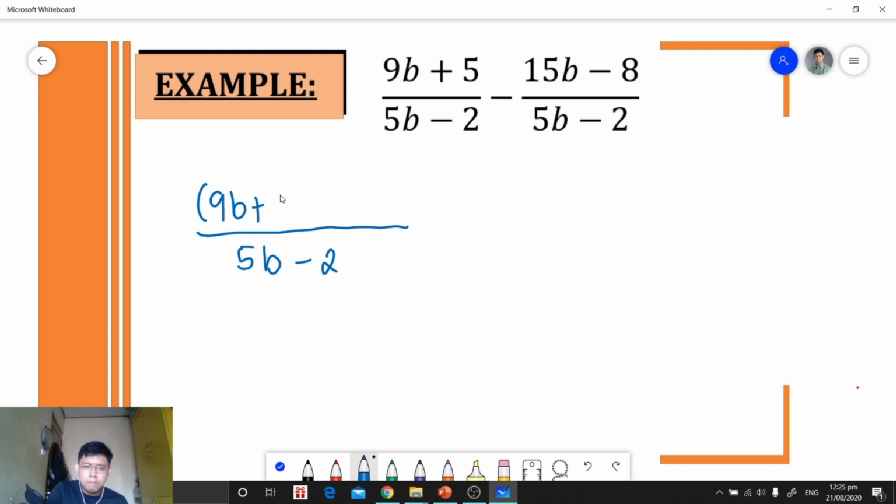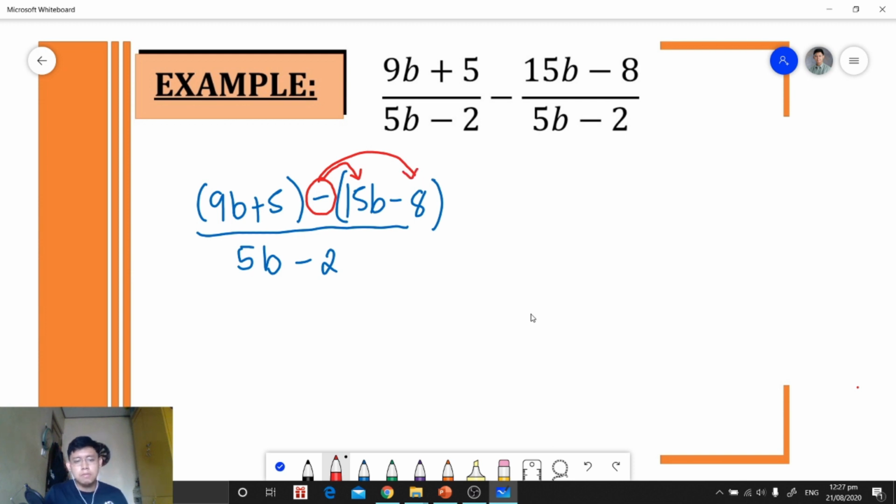So 9b plus 5 minus 15b minus 8. Please do not forget to place them inside the parentheses if you have two or more terms in your numerator. It is important for us to place our parentheses or grouping symbol if you have two or more terms, especially if you're given an operation of subtraction. Why? Because you're going to distribute this operation to each term of your second group.